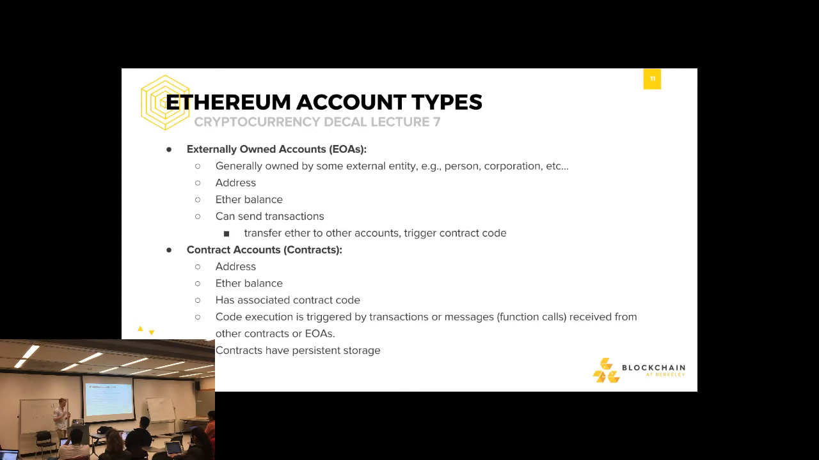And those externally owned accounts can send transactions to other Ethereum accounts or contracts. Contract accounts, however, have not only an Ethereum balance and an address, they also have code associated with them. And this is the smart contract part. This code is essentially what lives in the blockchain and executes in a distributed, decentralized manner.